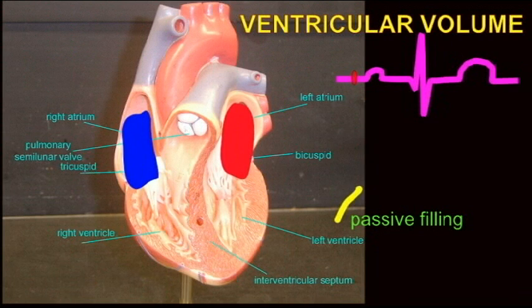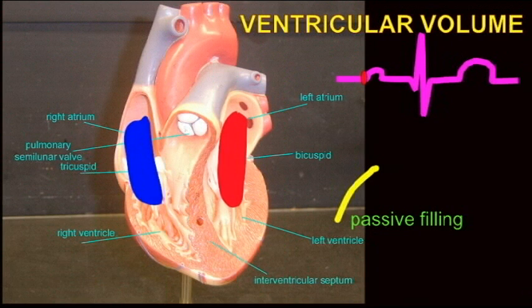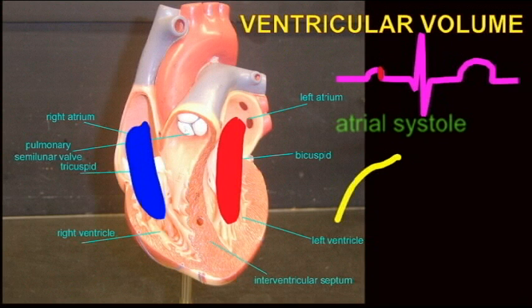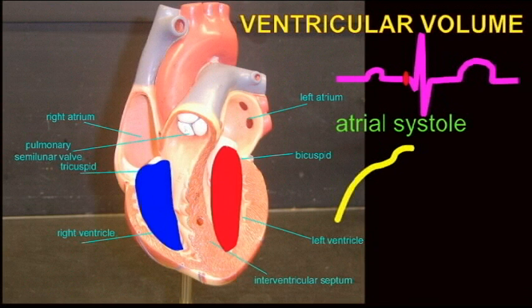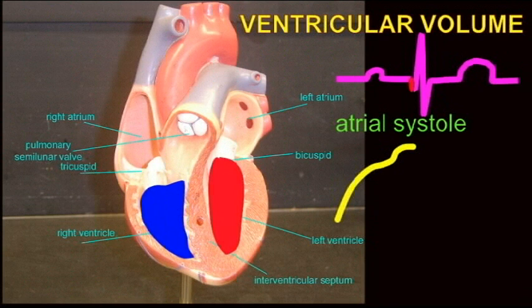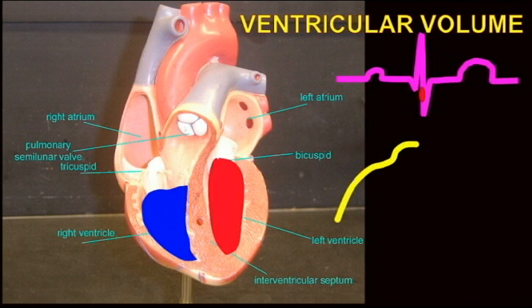The first portion of this filling is known as passive filling, since no muscle contraction is powering it. Simply blood is flowing from the full atria into the ventricles. When the atria depolarize in the P wave, shortly afterwards they begin their systole. And the atrial systole during the remainder of the PQ interval will eject the remaining blood from the atria into the ventricles. At the end of this period, the ventricles are now as full as they will become. This is known as their end diastolic volume.